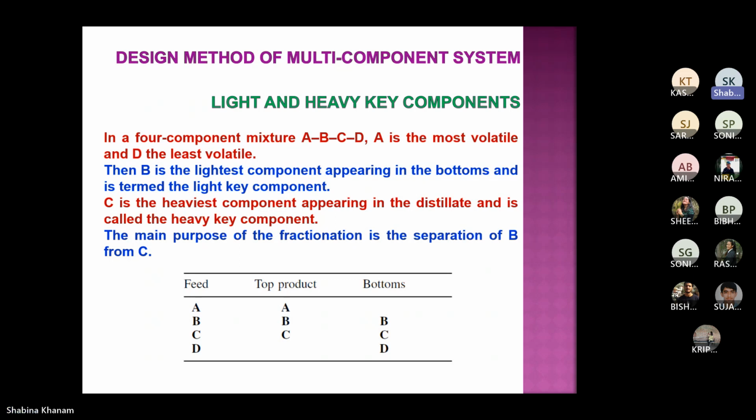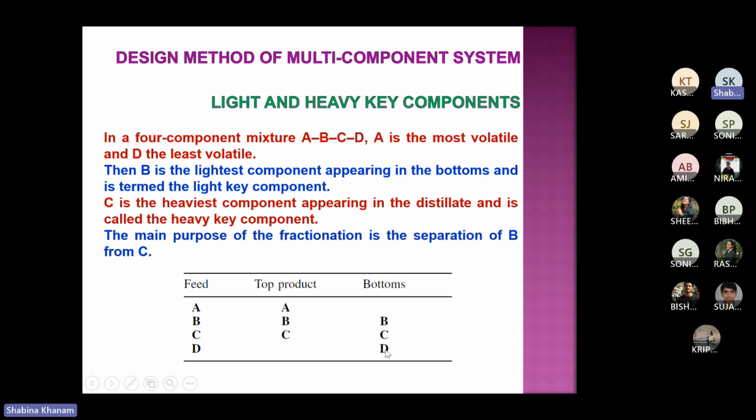Usually we see lighter components at the top, not at the bottom. But here, to define the light key, we consider this definition: the lightest component available in bottom. Please consider that this is reverse. From that you need to keep in mind, lightest in bottom is the light key.